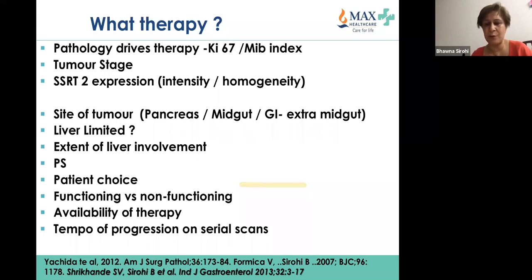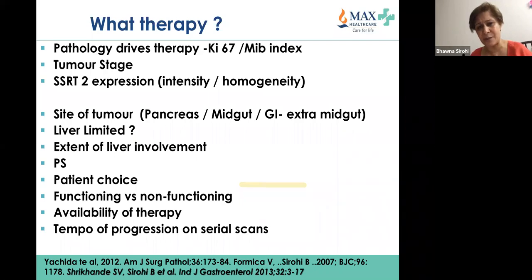So very important to know, because you can, even in neuroendocrine, think about liver-directed therapies if the patient has liver-limited disease. The extent of liver involvement is very important. Performance status. And the other thing, patient choice, it's always a shared decision-making between patients and us.